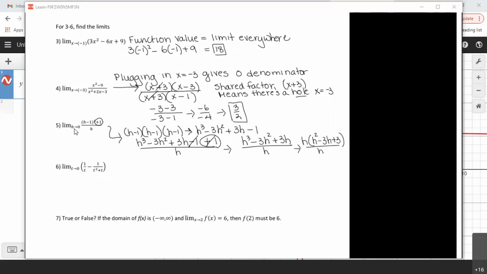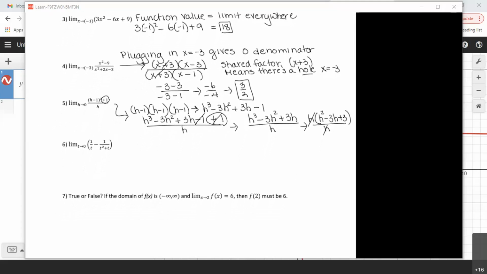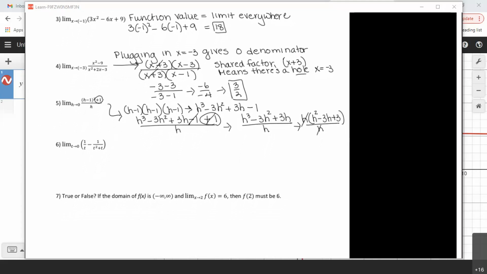Why did I have to go and do all this? Well, I'm trying to take the limit as h approaches 0, and that would give me a 0 in the denominator. So what I'm trying to do is find a common factor in the numerator and denominator, just like I did with number 4. If I can get rid of the h in the denominator, then my problem goes away, which it just has. Now all I need to do is plug a 0 into what's left on top, and I think you can see that the limit is going to be 3, because 3 is the only constant that's left. 0 squared minus 3 times 0 plus 3 gives me a 3.